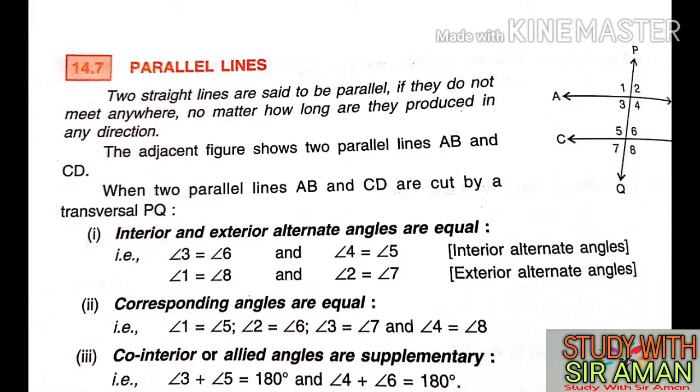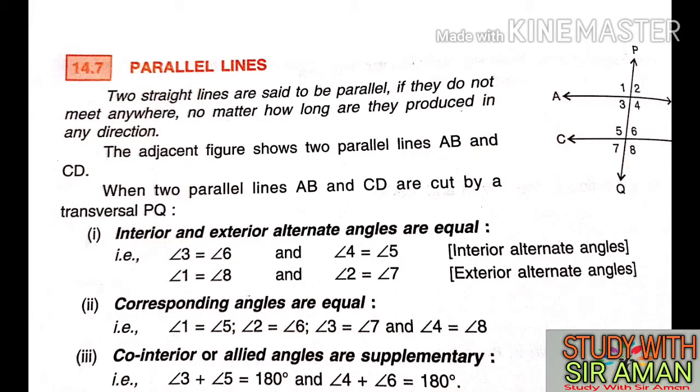Now check corresponding angles are equal. Number 2, corresponding angles are equal. One hint I am giving you: corresponding angles are always made on the same side of the transversal. Now check the position, angle 1 and angle 5. Can you mark it? Where is 1 and where is 5? 1 is outside the line, 5 is inside the line. Check. 1 and 5 are equal. Similarly 3 and 7 are equal.